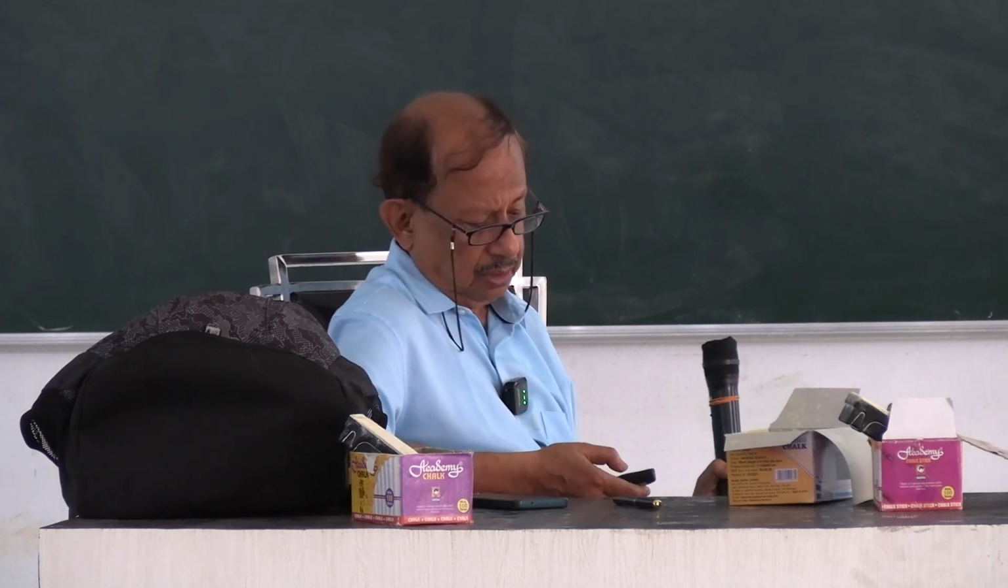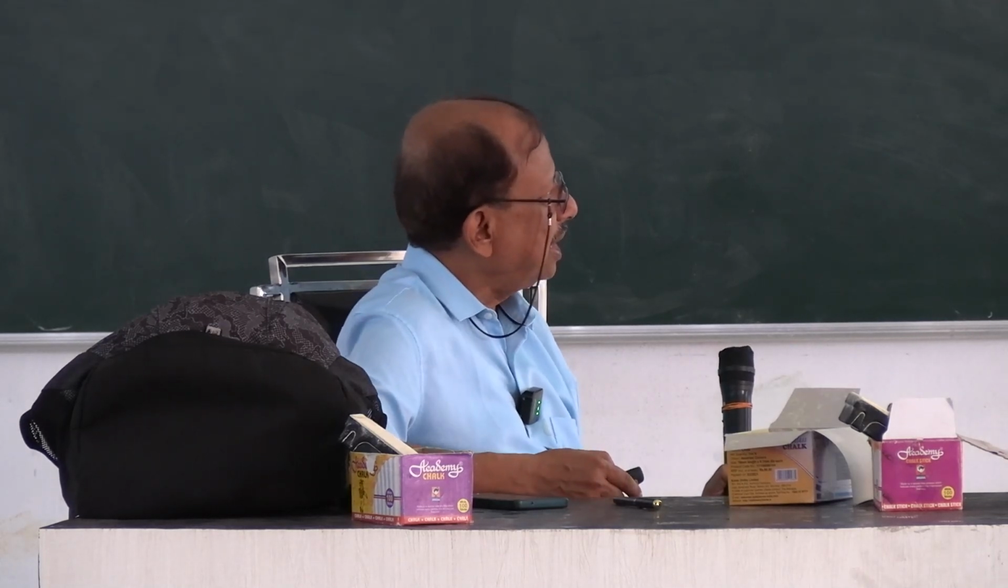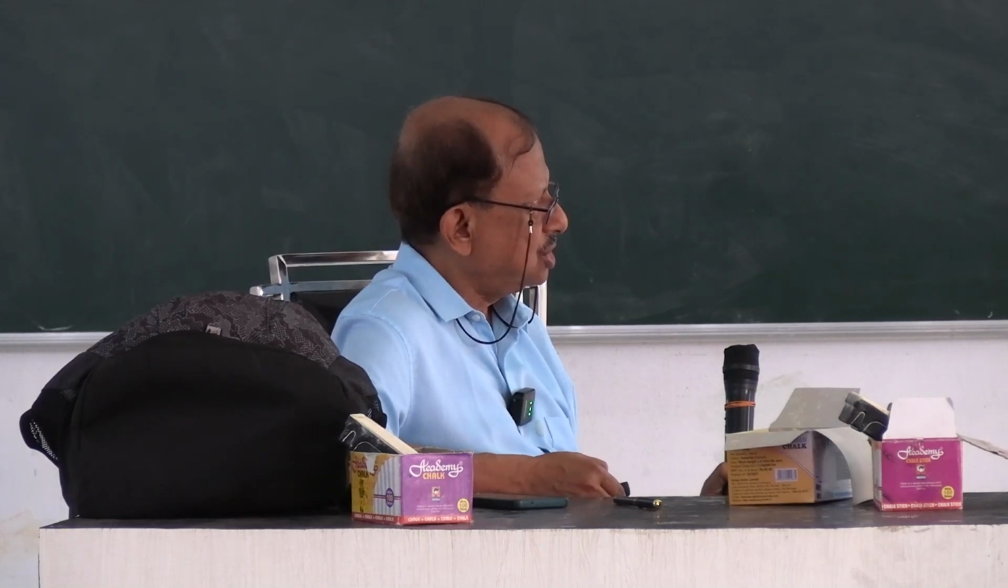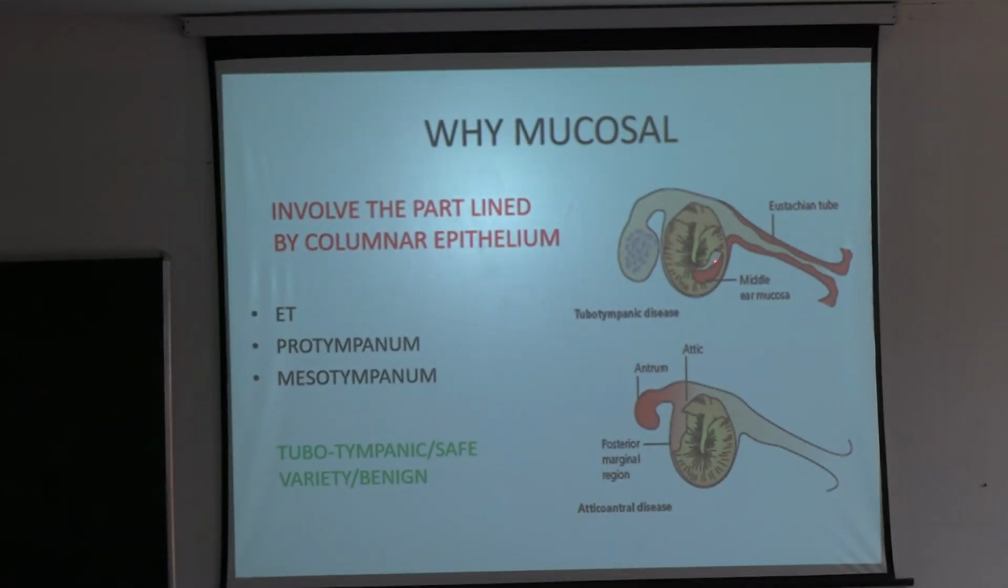Why mucosal? Because it involves the part lined by columnar epithelium. This is the eustachian tube opening, and this lining up to here is protympanum, and this red part is lined by columnar epithelium. So, the eustachian tube, protympanum and mesotympanum are the parts lined by columnar epithelium, and here the infection is located within this area.